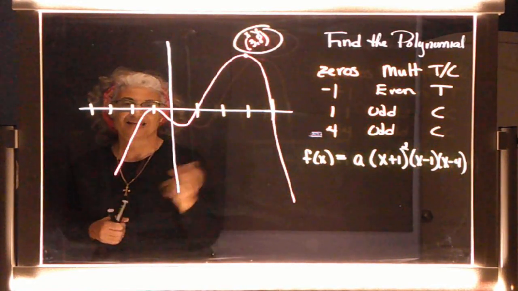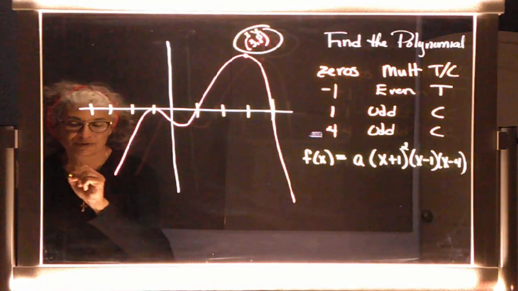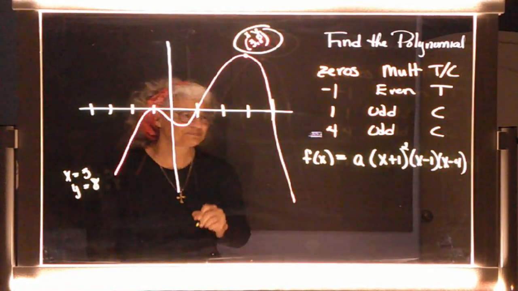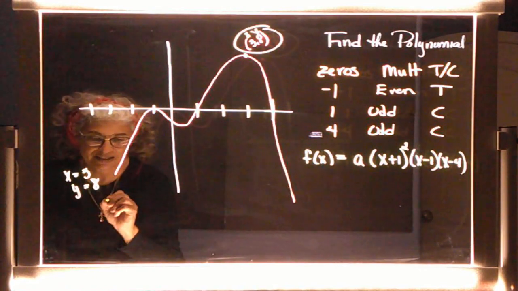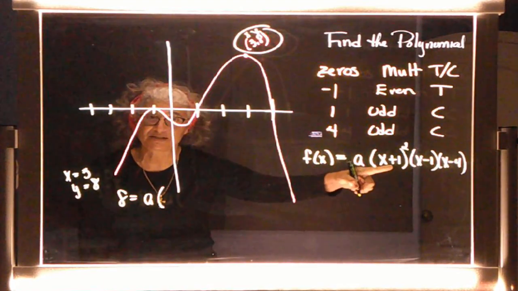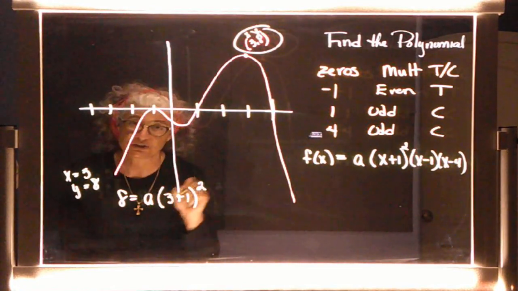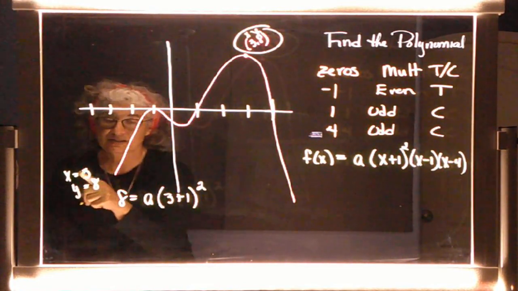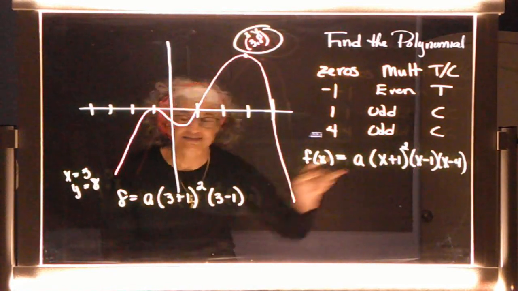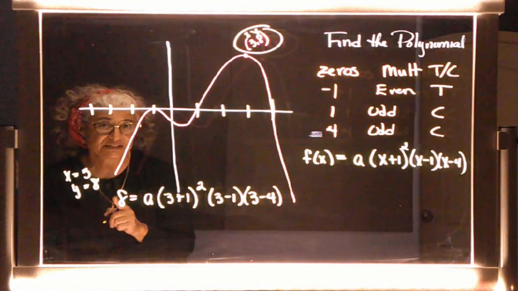So, let's move over here and let's see about doing some work. We have x equaling 3. We have y equaling 8. Correct? So, y equals, that tells me 8 equals a, and in the parentheses, x plus 1. Well, since x is 3, how about 3 plus 1, power of 2? X minus 1, well, since x is 3, 3 minus 1, power of 1. X minus 4, well, I got 3 minus 4, power of 1, right?